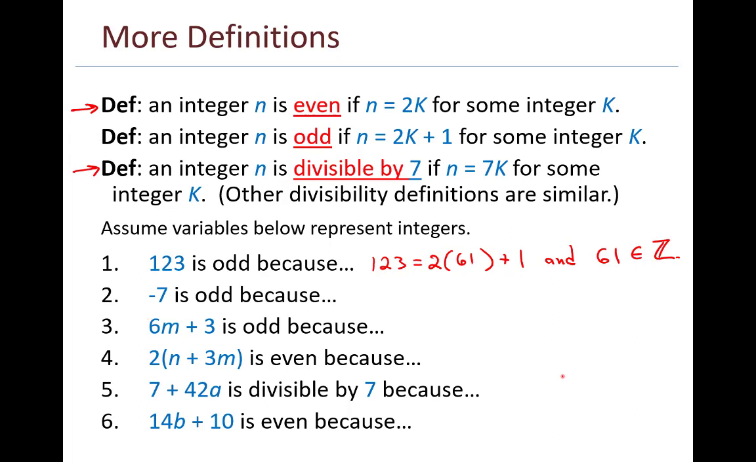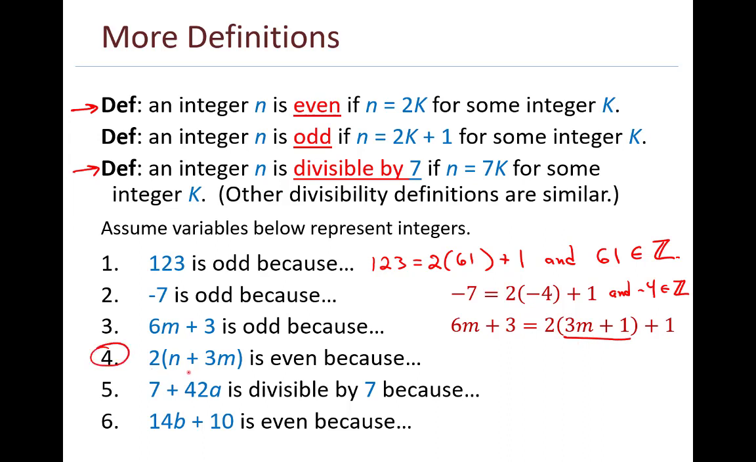Negative 7 is odd because negative 7 equals 2 times negative 4 plus 1. You still need the plus 1 at the end, so you actually need to overshoot in the negative direction. And negative 4 is an integer. We also need to state that. Why is 6m plus 3 odd? Well, I can pull out a factor of 2 from the first part, and it leaves a plus 1. That one's a little bit tricky too. Did you get that? And I didn't have enough space to write it, but I also probably ought to have said that 3m plus 1 is an integer.